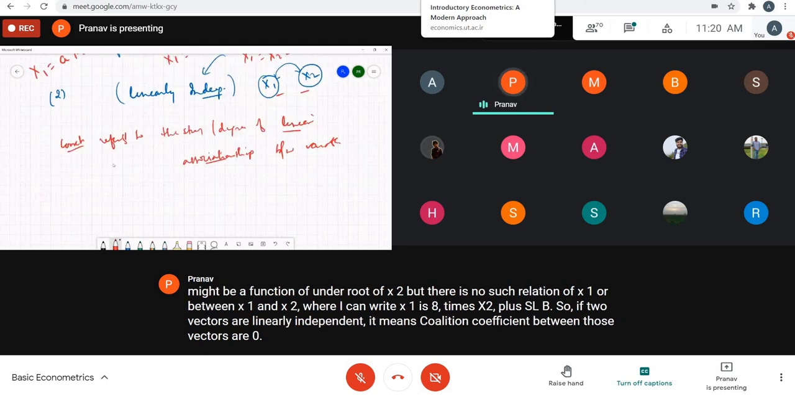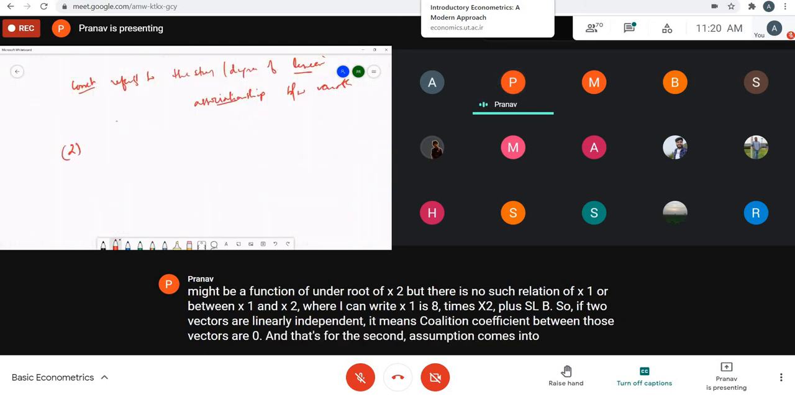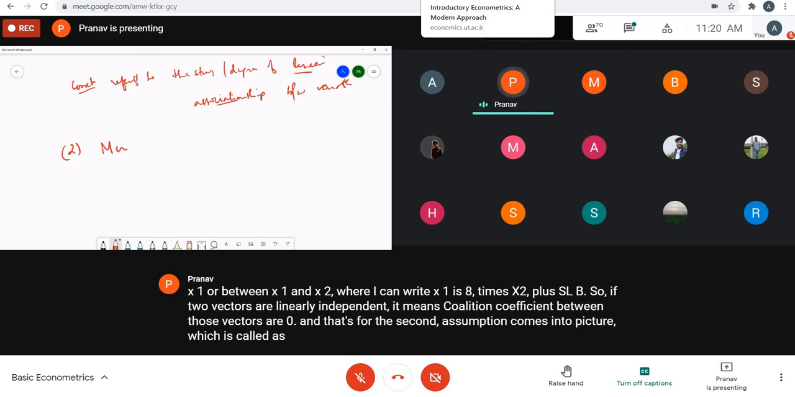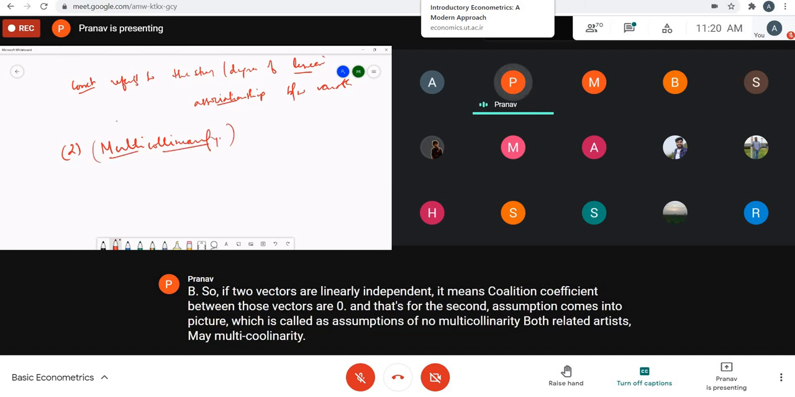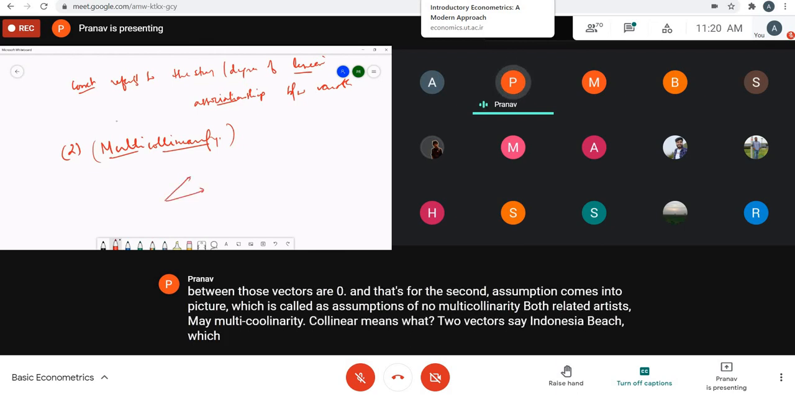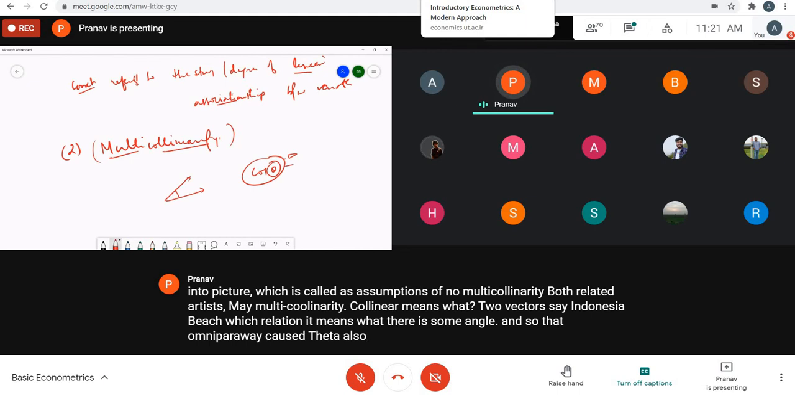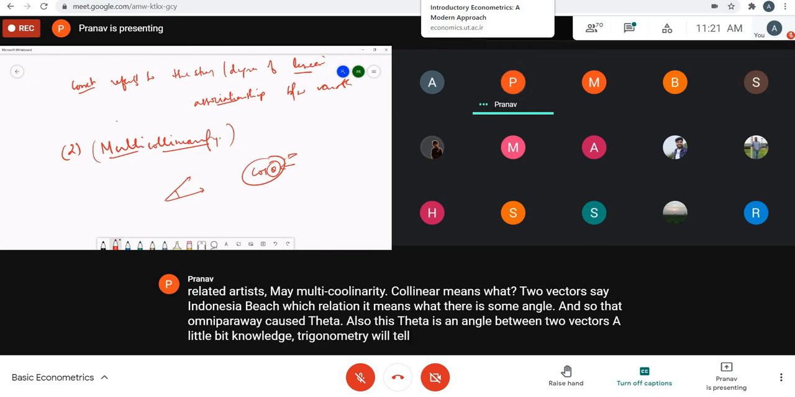And that's where the second assumption comes into picture, which is called the assumption of no multicollinearity. बहुत related है आपस में. Multicollinearity. Collinear means what? Two vectors हैं, इन दोनों के बीच में कुछ relation है. It means what? There is some angle. I'm sure that आपने पढ़ा होगा cos theta also. This theta is an angle between two vectors. A little bit of knowledge of trigonometry will tell you this.